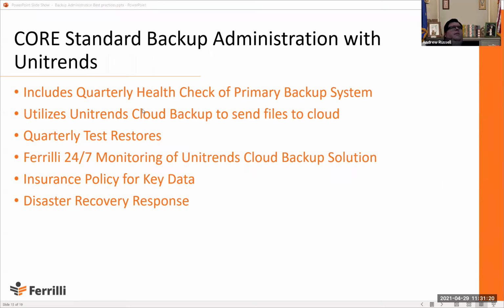The core standard backup administration is when we get into the monthly managed service. So this would be a monthly contract, which includes a quarterly health check of a primary backup system.